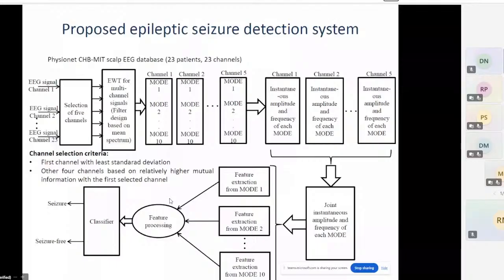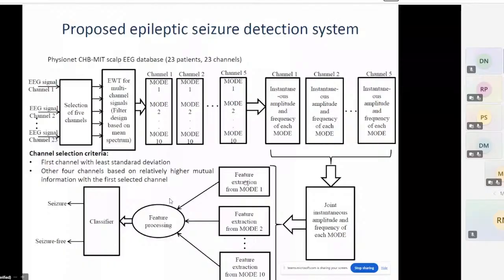Here is the block diagram for the proposed epileptic seizure detection system. Here you have 23 channels, studied from the CHB-MIT Scalp EEG database. If you use all channels together, there is huge computational complexity. So we select 5 channels, and for these you apply the multivariate empirical wavelet transform. Then for all 5 channels you have 10 modes, and you compute the joint instantaneous amplitude and frequency of each mode, and from that, feature extraction from mode 1, mode 2, up to mode 10 is performed.